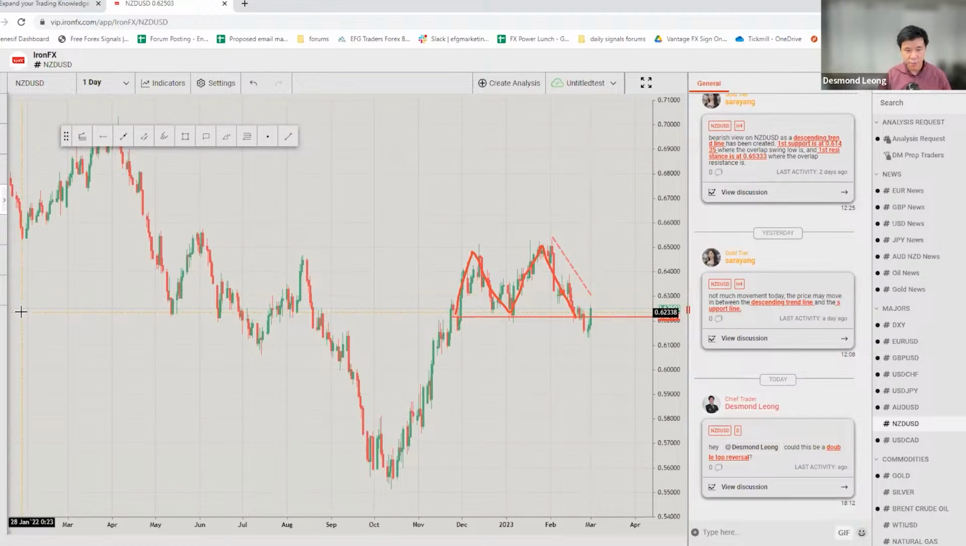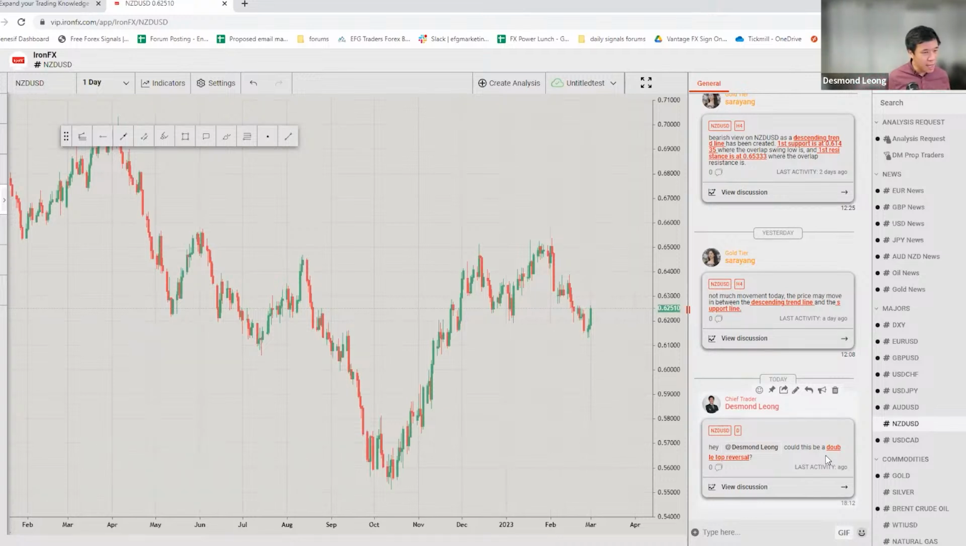Okay, so if anyone is reading the message for the first time, they'll be like, hey Desmond, could this be a double top reversal? When they hover the mouse over it, you can see that it lights up on the chart directly. This is really, really powerful, right? And then we can have a nice little dedicated discussion on it. This allows you to give context to what you're writing.